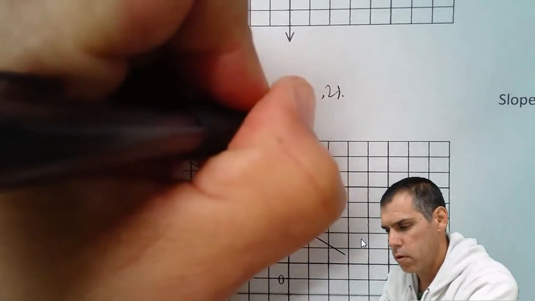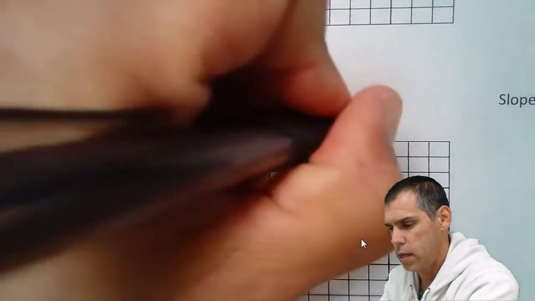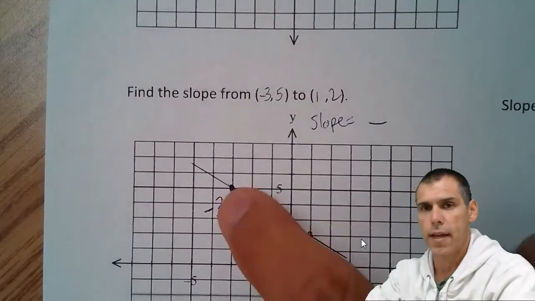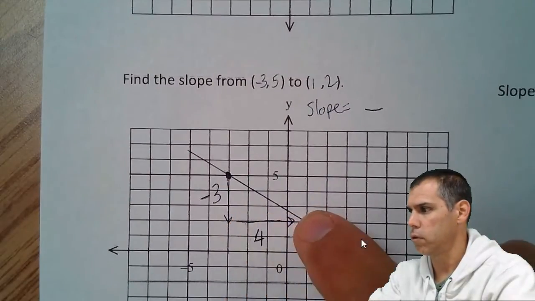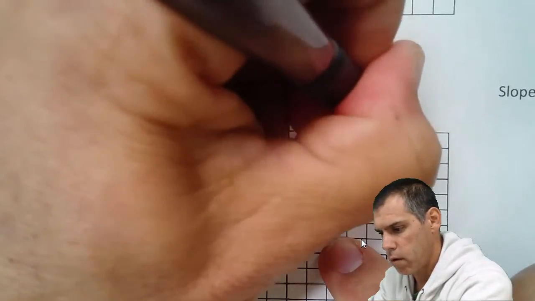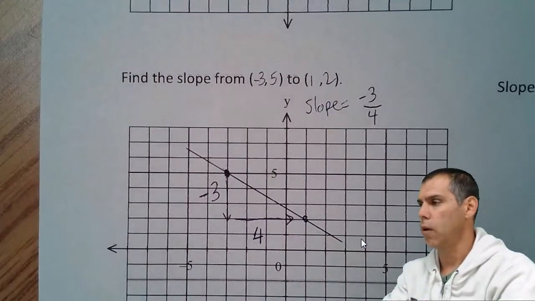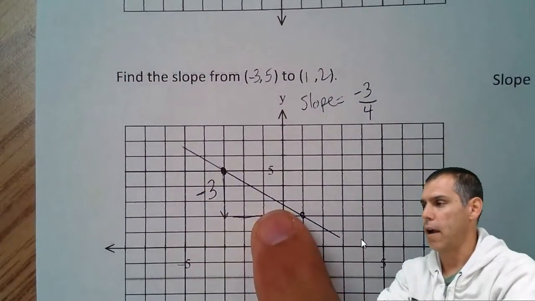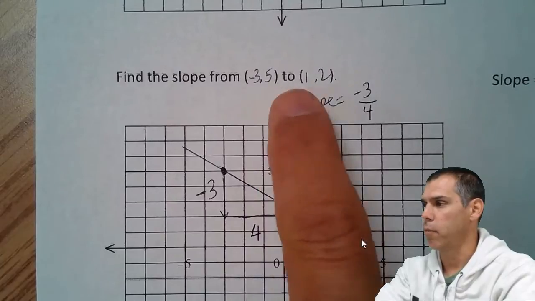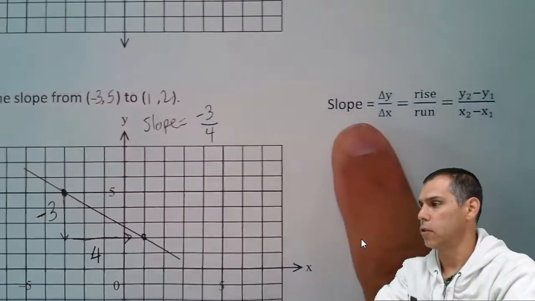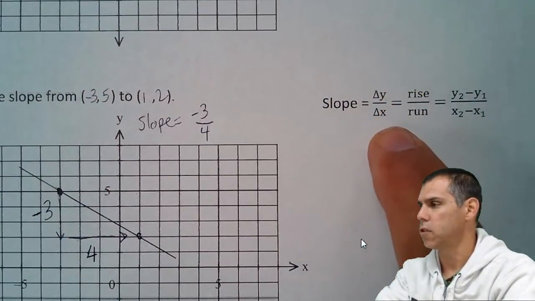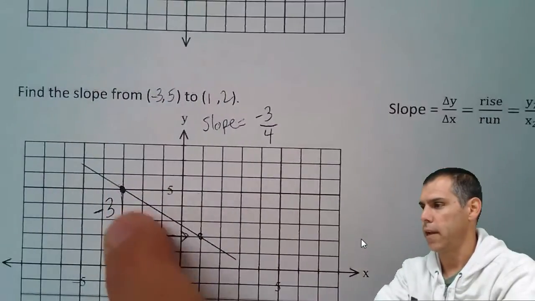So the slope is the rise, which was -3, over the run, which was 4. So the slope is -3/4. Okay, so that's if I am given the graph. Now, let's say I'm only given the points here, and I'm going to find the slope, which is the change in y over the change in x, rise over run, which I was just using right here.